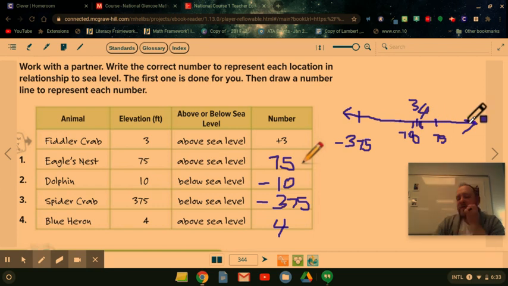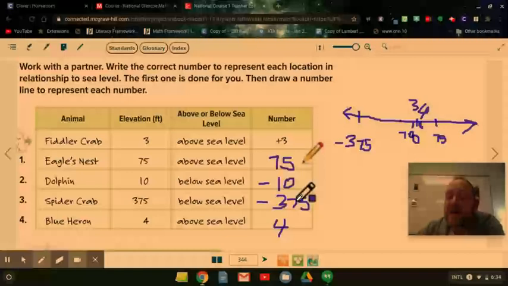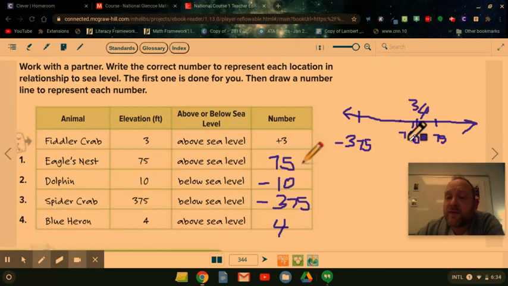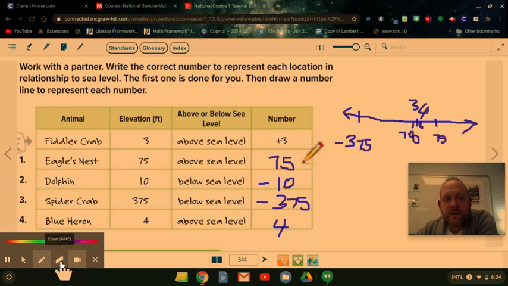So there's roughly what our number line would look like. Again, our largest value from 0, our furthest number away, would be -375, or 375 feet below sea level. That's going to be our furthest from 0. But our greatest value, because this is a negative, we think of it as less. Our greatest value would actually be 75 feet above sea level.